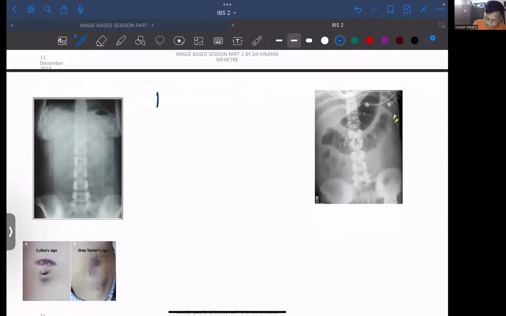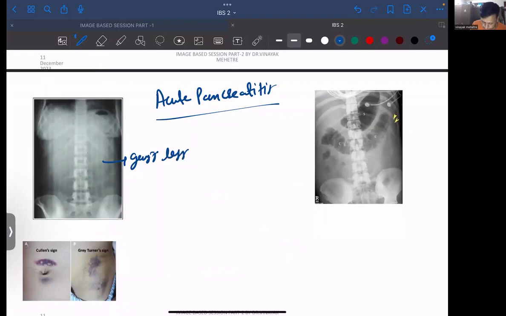acute pancreatitis. What is the drug of choice for acute pancreatitis? Try to answer. It is none. Drug of choice नहीं है acute pancreatitis में. We will just give symptomatic treatment. उसी को हम बोलते हैं कंजर्वेटिव मैनेजमेंट.